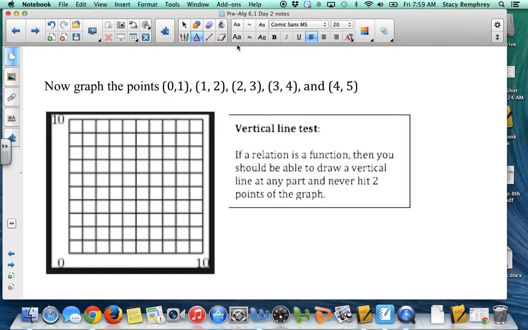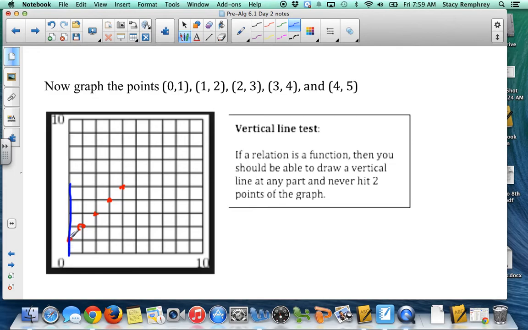Now we're going to look at those same points on a graph. So I'm going to plot 0, 1, 1, 2, 2, 3, 3, 4, 4, 5. And we're going to do something called the vertical line test. So what that means is if you drop a vertical line anywhere on the graph, it should only hit 1 point. It should never hit 2 or more than 2 points.